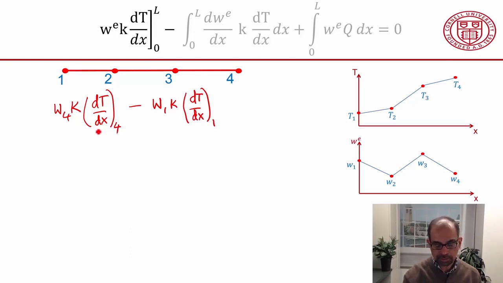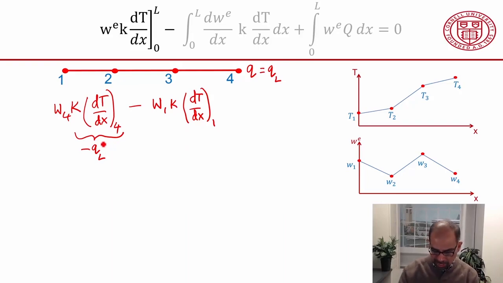Let's take a look at this term here. This is related to the flux boundary condition at the right boundary. If you recall, we say that the flux at the right boundary is given and equal to some value. That's related to here. In fact, that's just going to be minus q times q_L from Fourier's law.